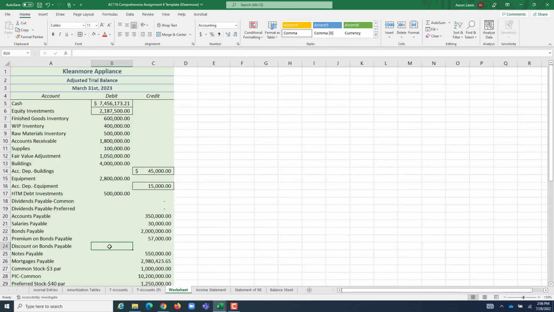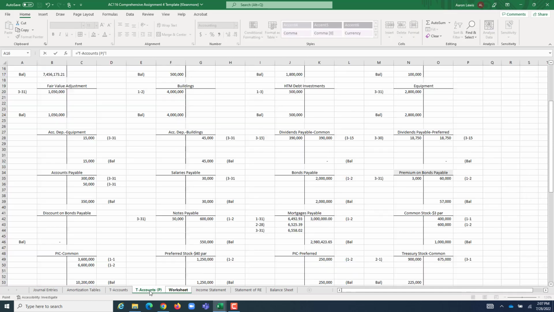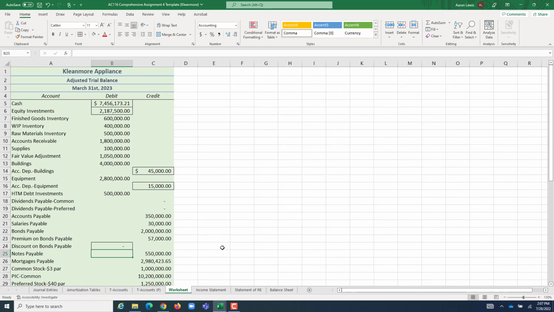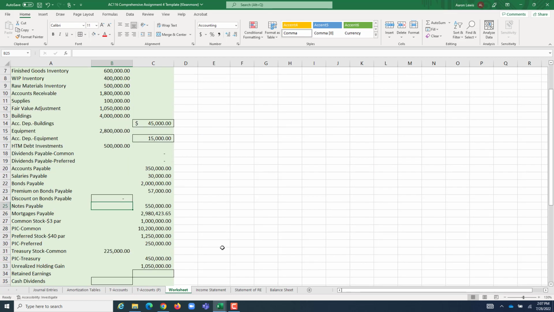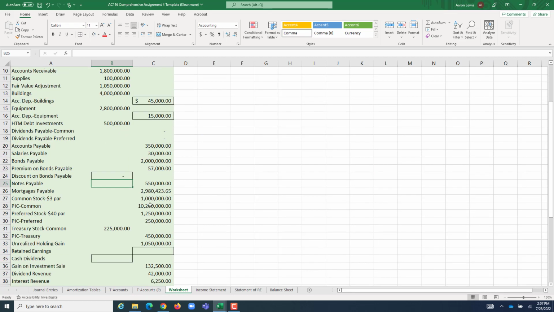So we go to discount on bonds payable. We hit equal, we go back to the T account, and we bring over that $0 balance because there is no discount on our books. Scrolling down further, again, I added all the rest of the liabilities by copying their balance over from T accounts.